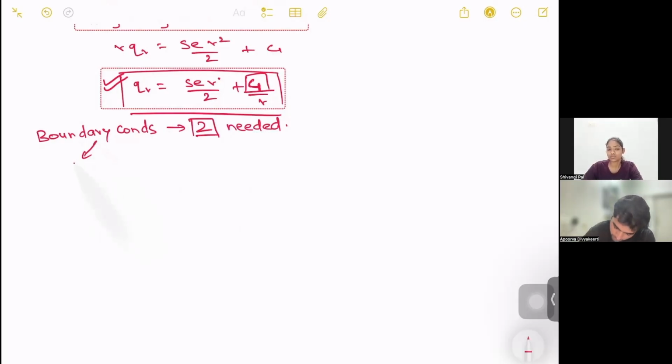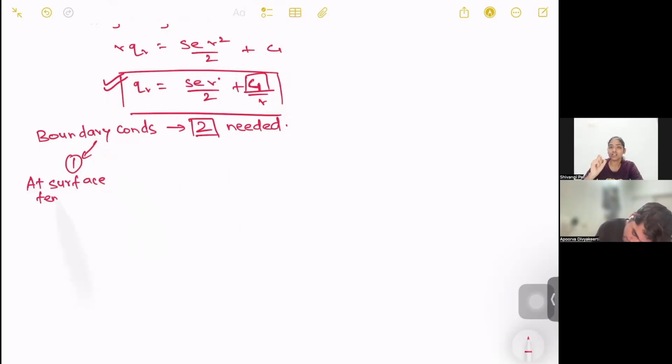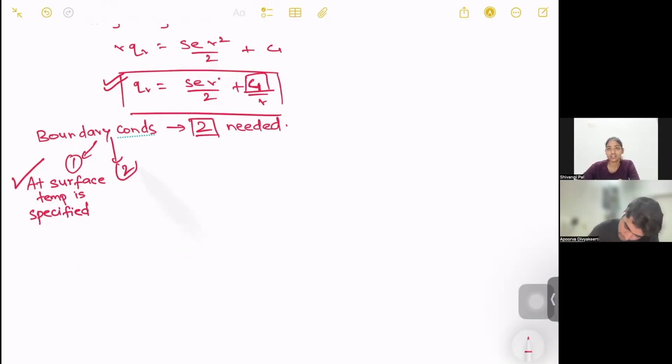So our first boundary condition was that the temperature may be specified at the surface. That is, let's say at distance r, your temperature will be T naught. This boundary condition is applicable over here. Coming to the second boundary condition, that is, the heat flux normal to the surface may be given. This is not applicable over here.